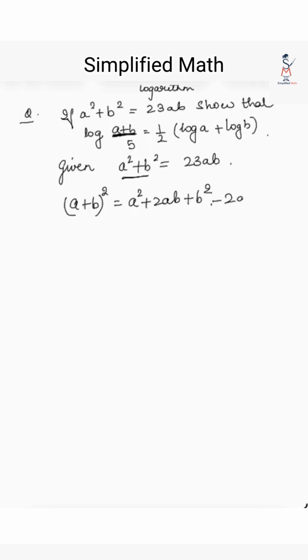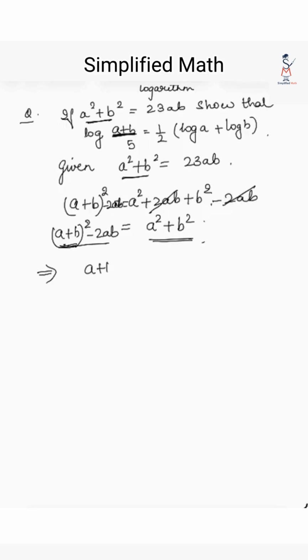And from here, if I remove 2ab, I will remove 2ab from this side also. This 2ab and this 2ab will get cancelled. And what I'll be left with? a square plus b square. So a plus b whole square minus 2ab is a square plus b square. And I am getting something in a plus b, so my job will be to put a square plus b square in this form.